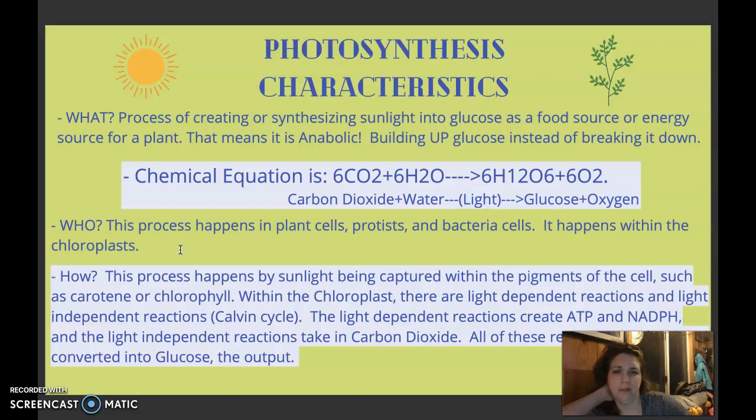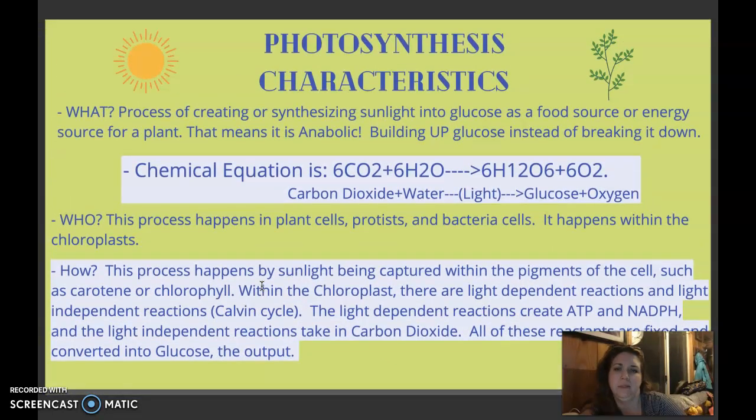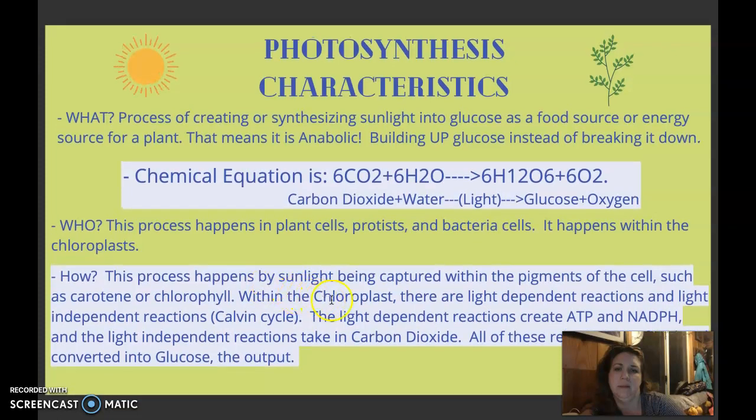This process happens in plant cells, protist cells, and bacteria cells. And within the cell, it is happening in the chloroplast, which is one of the organelles within the main cell. So the process happens by sunlight being captured within the pigments of the cell. Carotene and chlorophyll are examples of pigments, and this happens within the chloroplast.